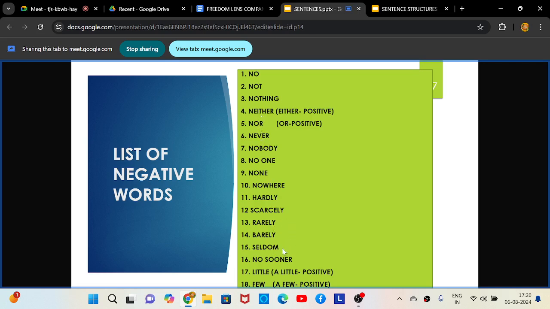Yes, rarely and seldom both are the same. Also, hardly also means the same. Hardly, rarely, seldom mean the same, and scarcely and barely mean the same. Okay, ma'am, okay. Good.